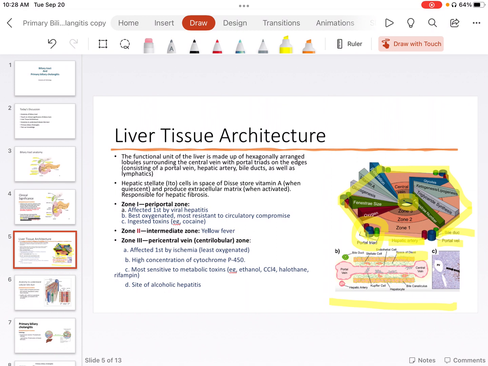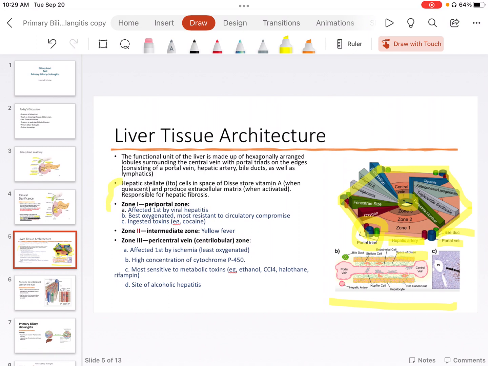And they store vitamin A here and produce extracellular matrix when activated, and it's responsible for hepatic fibrosis. So if you get a chance to work in the hepatology clinic, you may have seen lots and lots of cases of hepatic fibrosis. That is the scarring of the liver, where it gets hard. Why is it getting hard? Here is the answer.